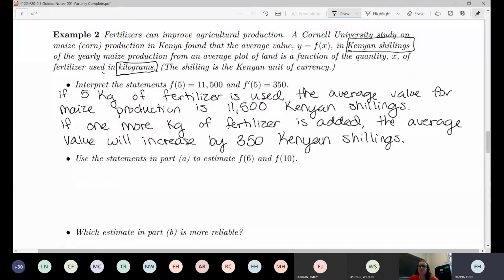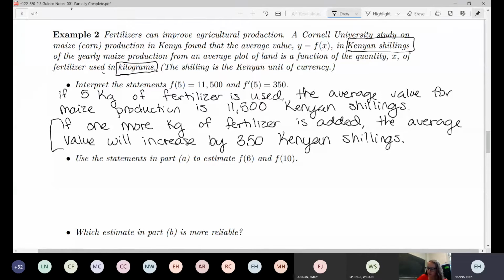And now in this next part, it says use the statements in part A to estimate f of 6 and f of 10. All we know is f of 5 and f prime of 5. But this is the reason that I wrote it in the step way. If you think about it, this is telling me if I had 5 kilograms of fertilizer and I'm adding on an extra kilogram of fertilizer, getting me to 6 kilograms of fertilizer, then my average value would increase by 350.